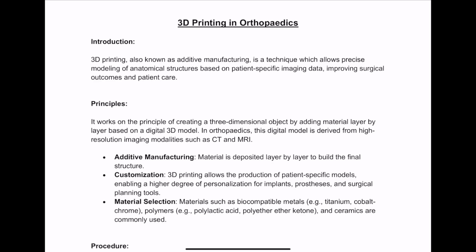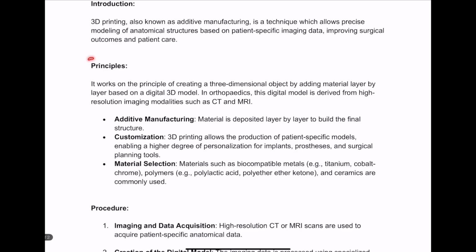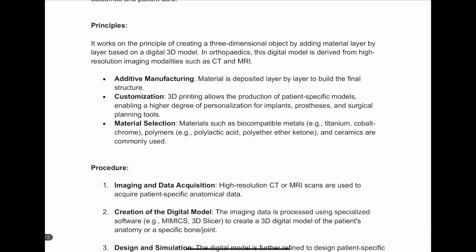You first start with the introduction, just write a single line on what is basically 3D printing, and then you go on to explain the principles of 3D printing, because you have to write about the principles at least one line. These are the three principles: additive manufacturing, customization, and material selection. So basically you take the material of choice, you customize it based on the patient's need, and then you keep on adding this material layer by layer to form a 3D object basically. So these are the three principles which are very important to mention.